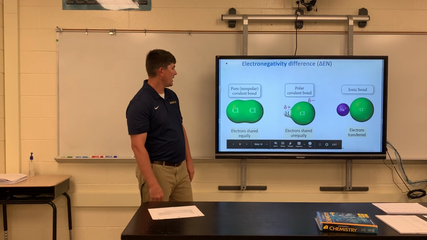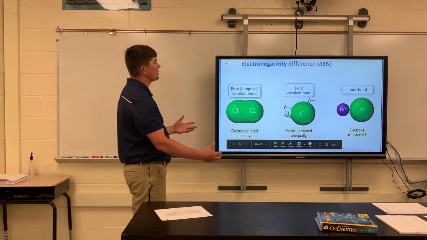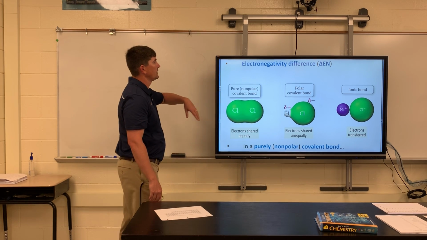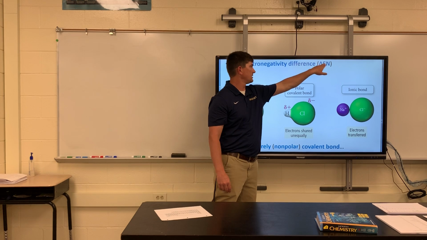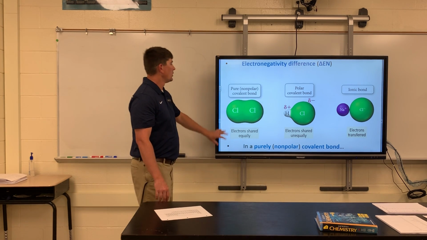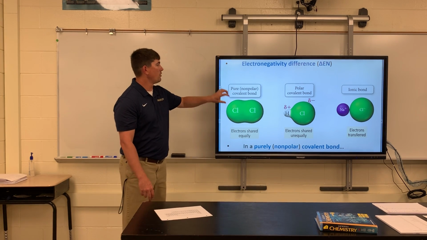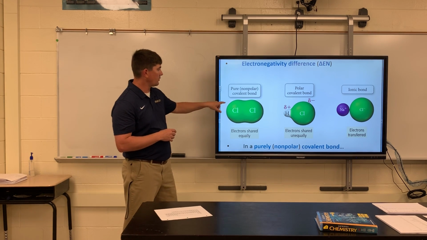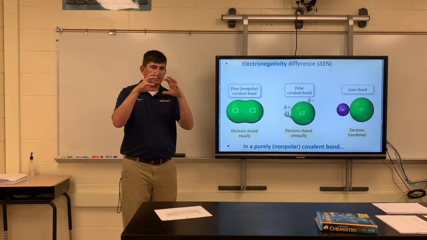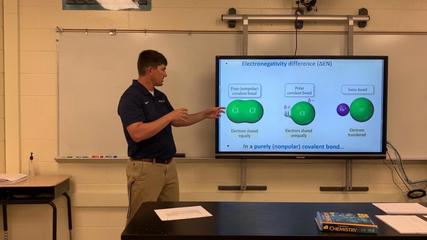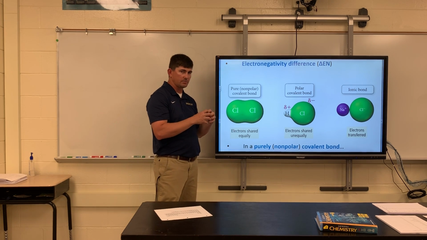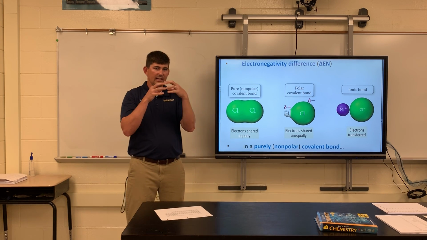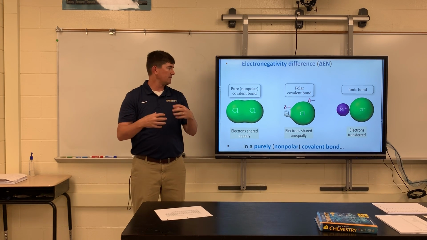All right, so this gives you a picture of what we're talking about with the difference in electronegativity. That's what this little symbol means. This is the difference in electronegativity. If it's purely covalent, that means it's nonpolar. Then we have two atoms equally sharing the electrons. A lot of times they're going to be the same two atoms bonded together, like chlorine and chlorine right here. They are splitting the sharing of electrons 50-50.